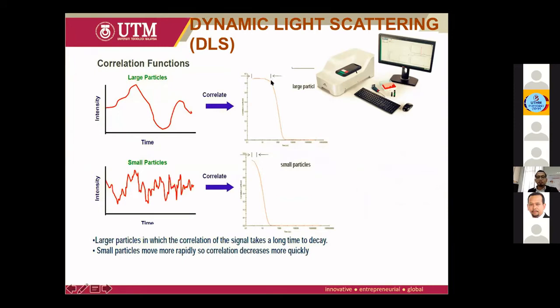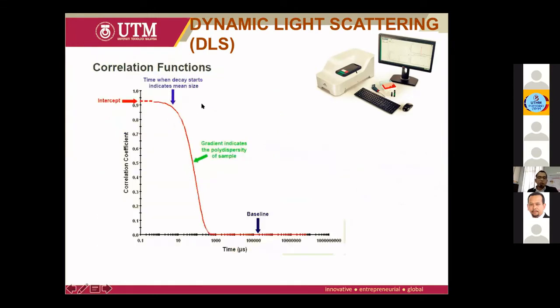A larger particle is going to decay much longer. Your time is more, while the smaller particle is going to decay much more quickly, compared to this one. So based on this correlation, we can measure the mean size, based on the time used during the Brownian motion. And the gradient of the decaying time is going to indicate the polydispersity of the sample.